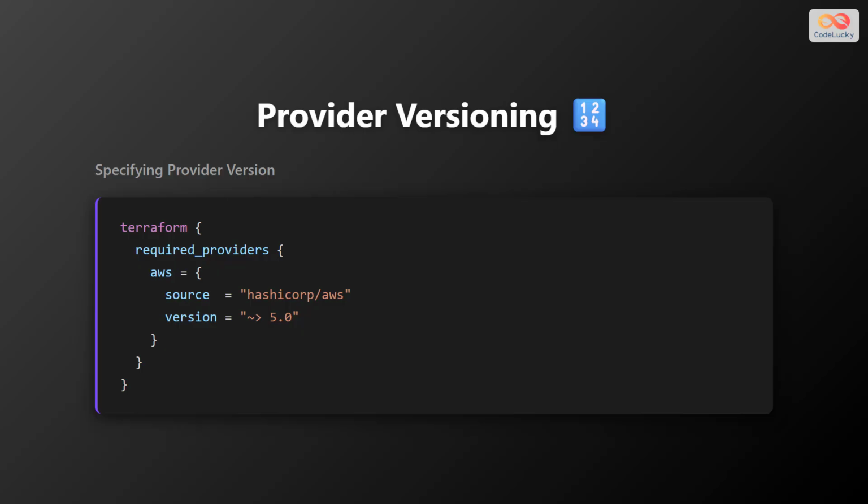Provider versioning is crucial for maintaining stable and predictable infrastructure. In the Terraform block, you declare required providers with their source and version constraints. The source hashicorp/aws tells Terraform where to download the provider from the Terraform registry. The version constraint ~> 5.0 means use any version in the 5.x series, but not version 6 or higher. This ensures you get bug fixes and minor updates while avoiding breaking changes from major version upgrades. Always specify provider versions to prevent unexpected issues.